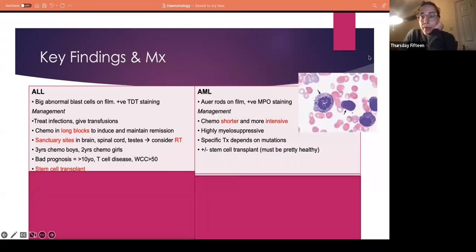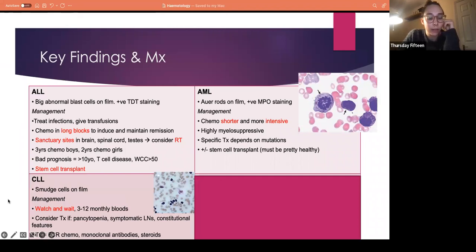AML, so the key features on your blood film are things like Auer rods. That's the classical AML. So there's a picture of them there. And they have positive MPO staining, so that kind of differentiates ALL and AML. Managing it, the chemotherapy for AML is generally shorter and a bit more intensive. It's highly myelosuppressive, so it's obviously going to cause a lot of side effects, and the specific treatment will depend on the specific mutation that you have. And then again, plus or minus stem cell transplant.